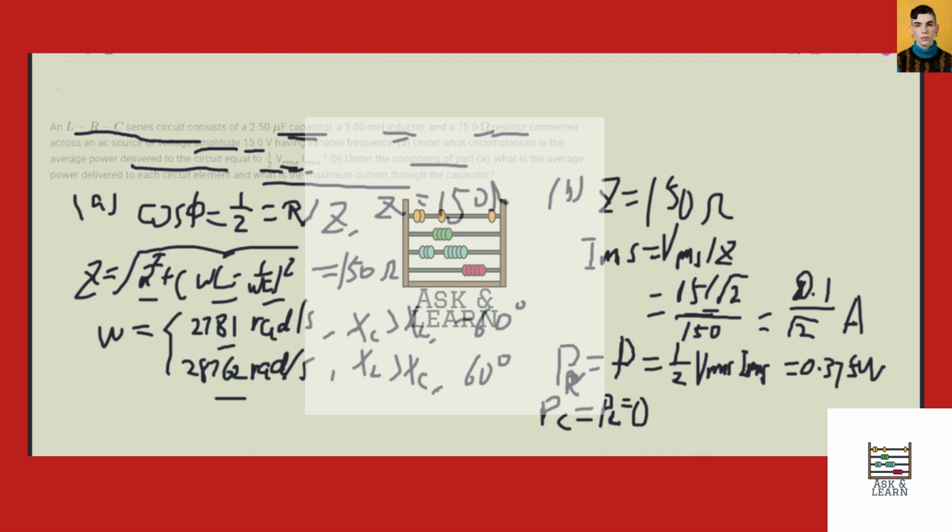And what is the maximum current through the capacitor? We already have the RMS current in the circuit, which is 0.1 over square root 2. So the maximum current is simply equal to 0.1 amperes.